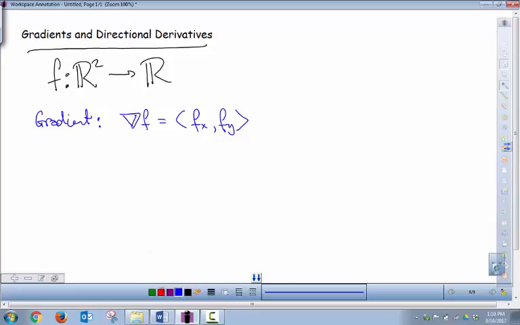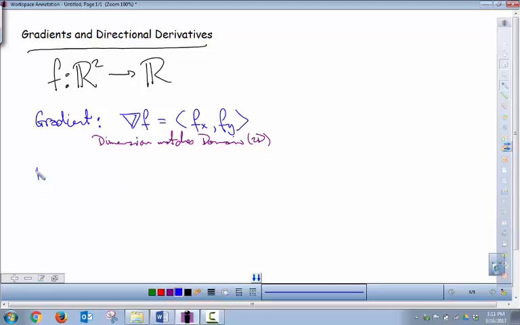To help us think ahead, just remember that this is from R2 to R, and the gradient is a two-dimensional vector. So the dimension matches the domain. So this is 2D, and we think about it as a two-dimensional vector. We think about it in terms of standing on the side of a hill on a mountain, and the gradient lives on the map. The map is a two-dimensional direction that tells you where to go.